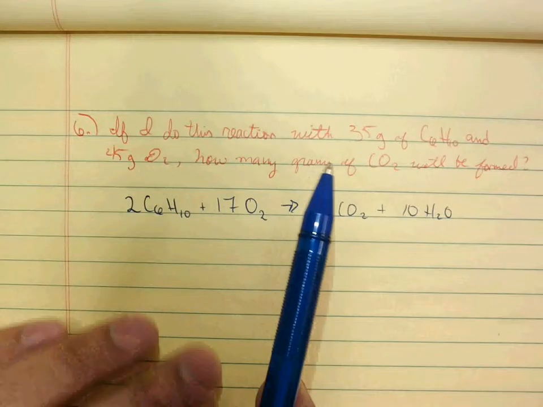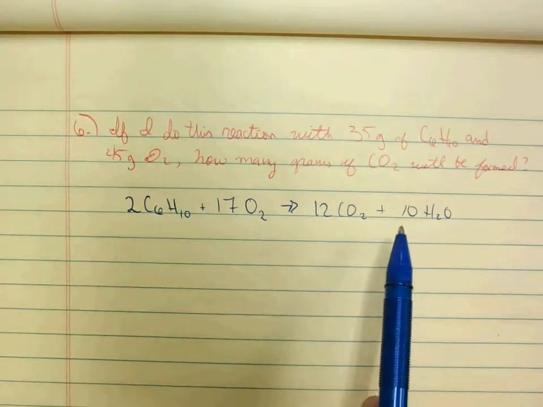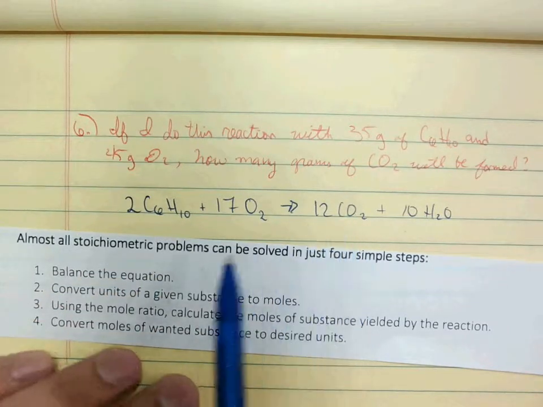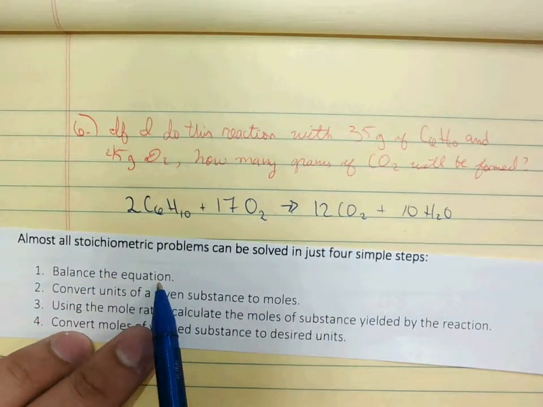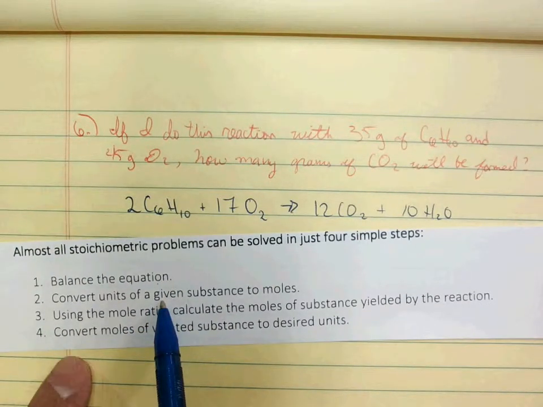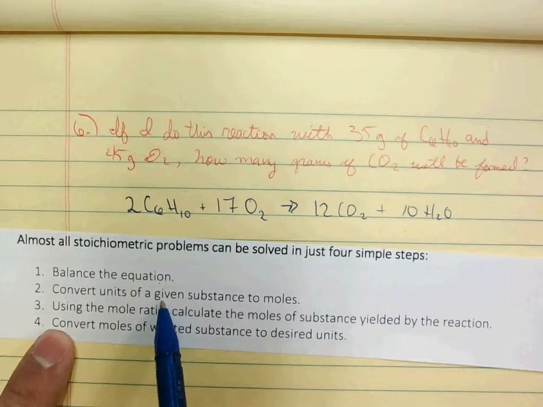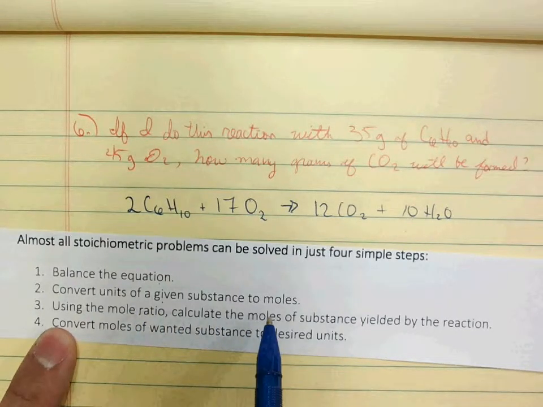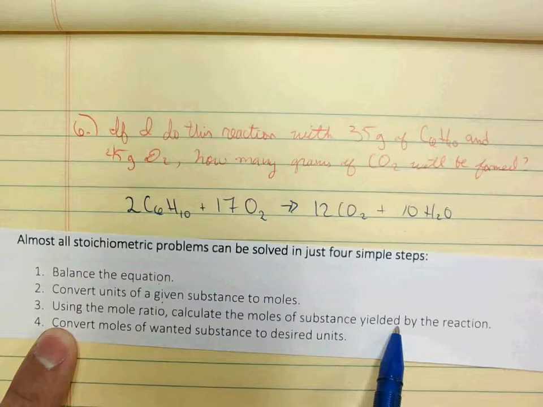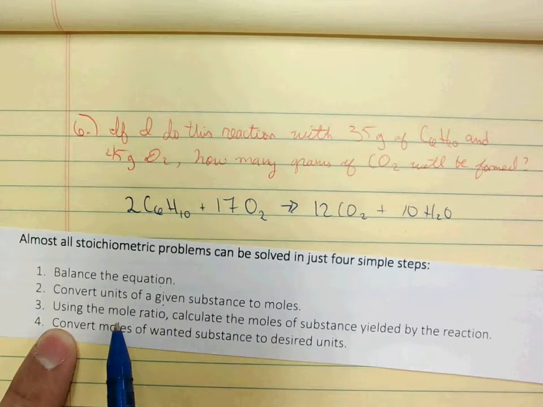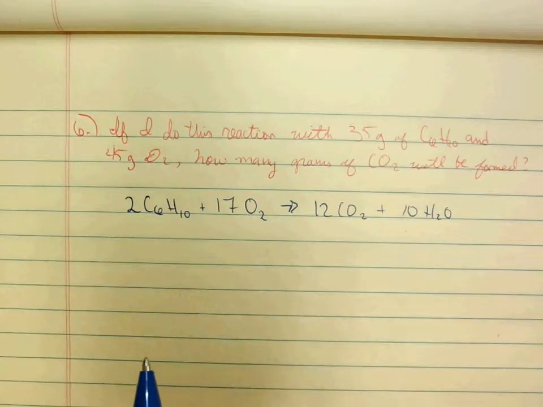So, I have my balanced equation, and if you recall, we have some steps on how to solve stoichiometry problems. The first thing to do is balance the equation. The second thing we have to do is convert units of a given substance to moles. The third step is to use our mole ratio to calculate the moles of a substance yielded by the reaction. And lastly is to convert the moles of the wanted substance to desired units. So we can do that in some steps.